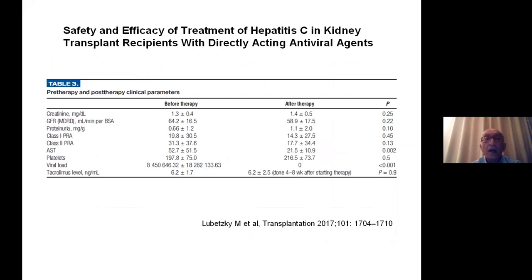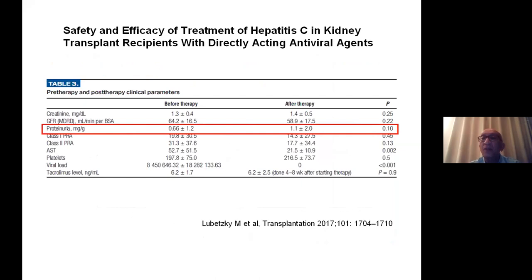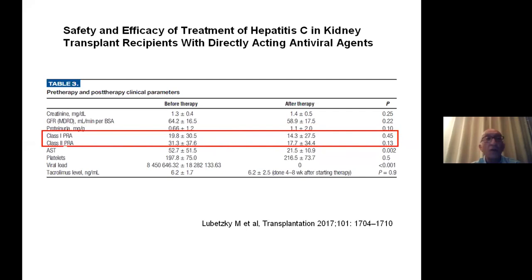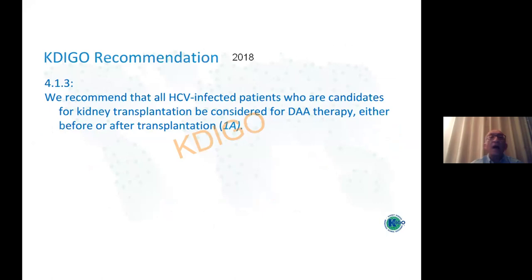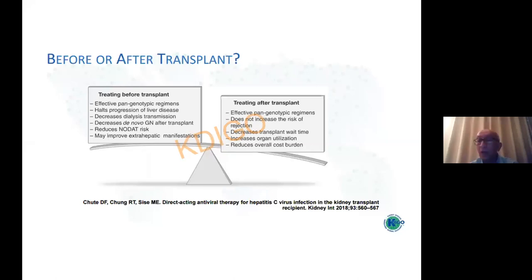In this study of Lubetsky, he demonstrated that proteinuria increases, but insignificantly, and he could not demonstrate any significant effect on the production of DSA or panel reactive antibodies. The proteinuria can be stable in some patients and increasing in others, but definitely it will be transient and will improve after the end of the treatment. And the KDIGO recommendations mention that direct antiviral therapy, either before or after transplantation, is safe, but this is the data which are available in the study analysis.